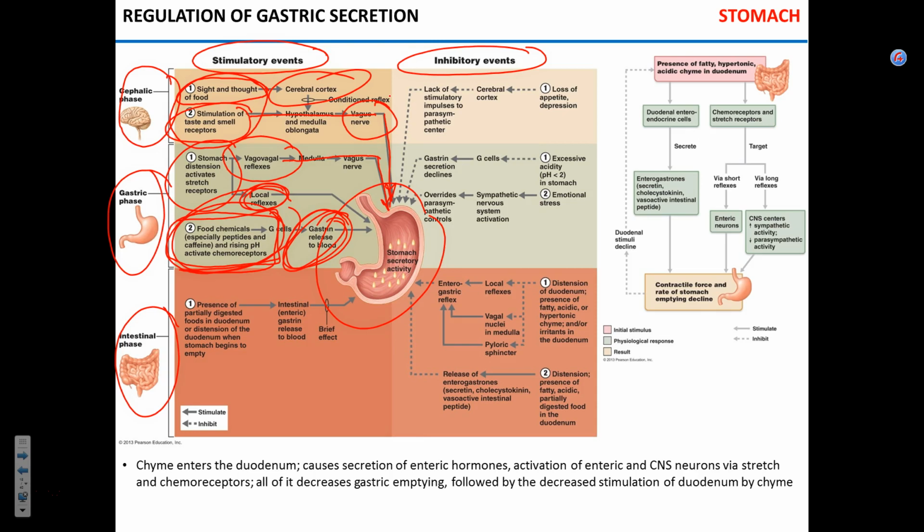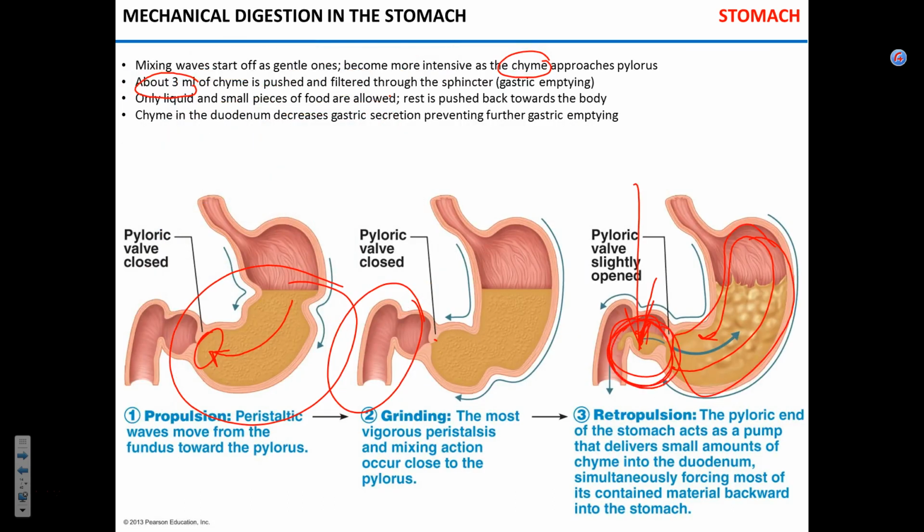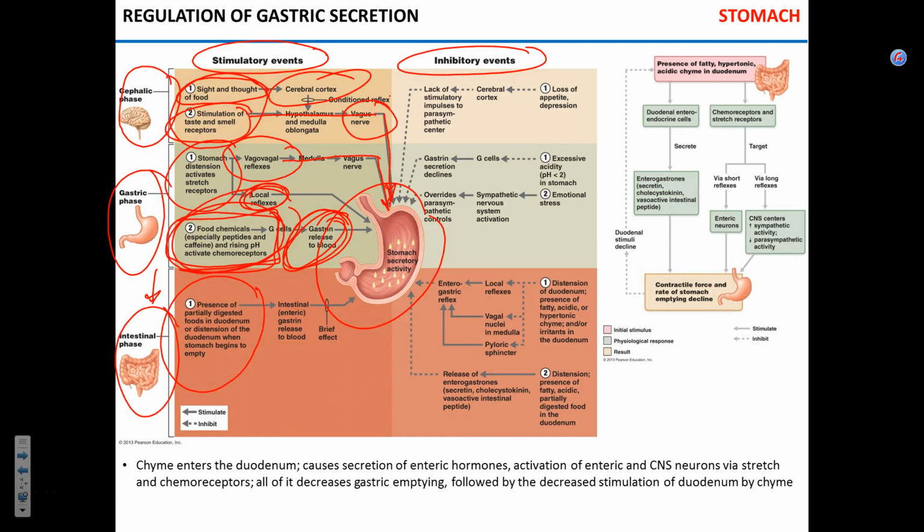Now, the intestinal phase is kind of interesting. Because stimulatory activities, okay, from the intestinal phase are short term. When chyme enters the duodenum for a very brief period of time, it leads to the release of gastrin into the blood, and that gastrin will stimulate the secretory and mechanical digestion in the stomach. Does that make sense?